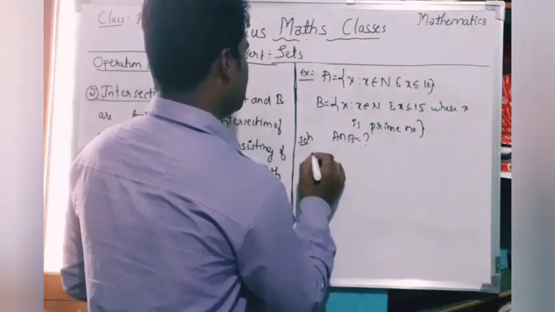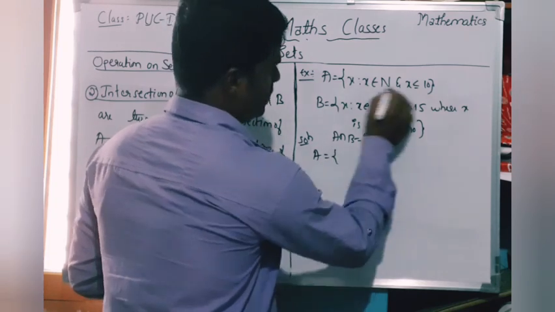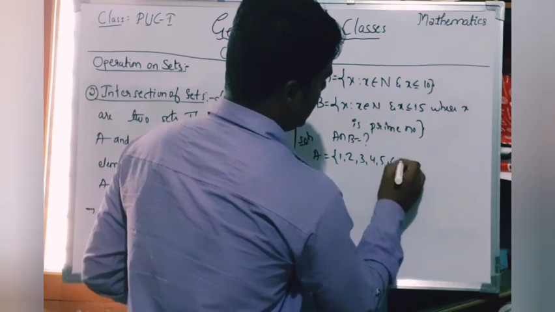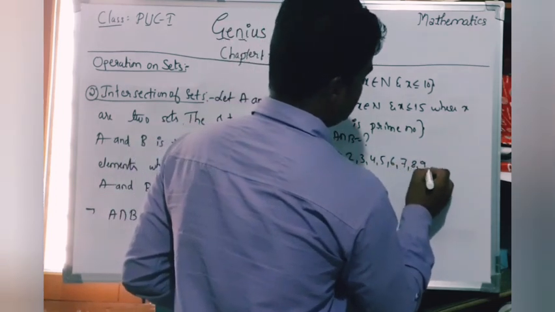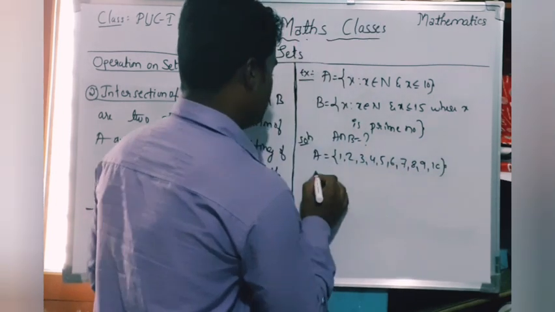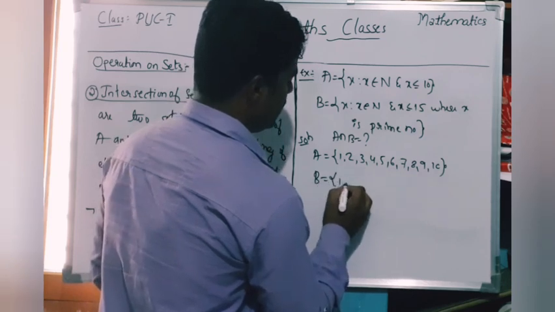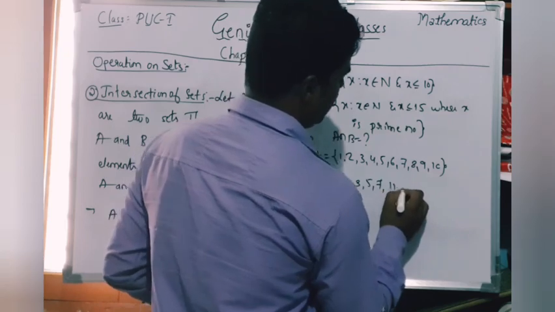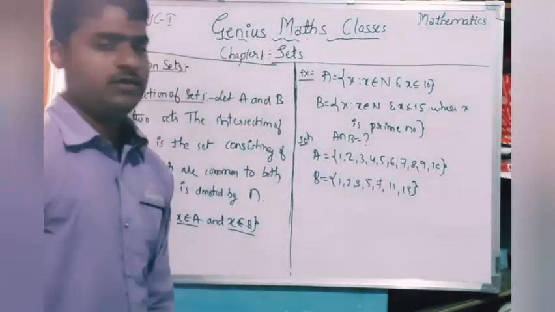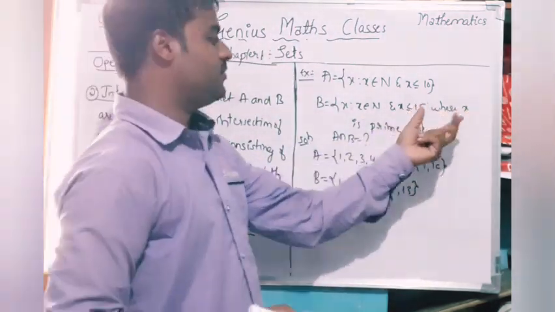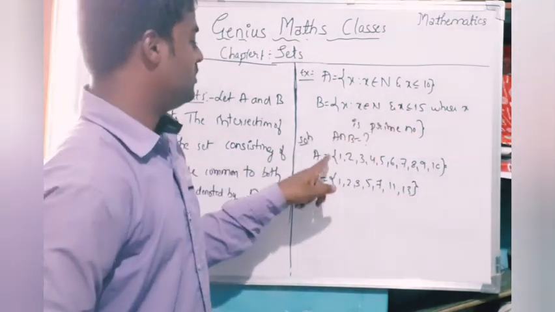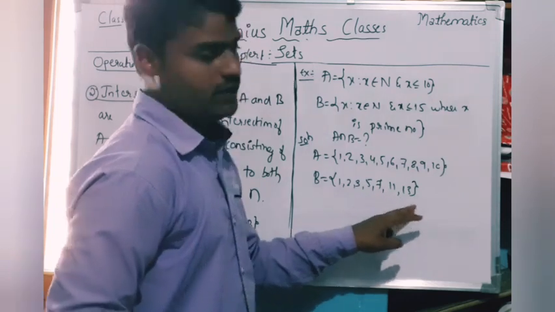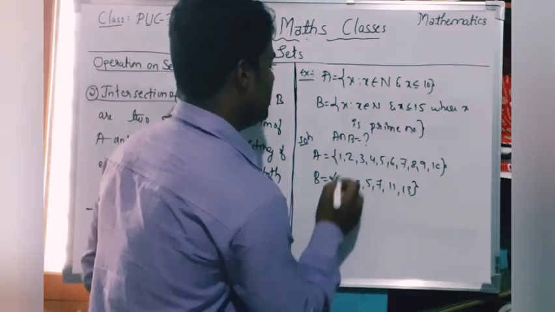The solution is: we know that A has the elements 1, 2, 3, 4, 5, 6, 7, 8, 9, 10, and B is 1, 2, 3, 5, 7, 11, and 13. We have considered the previous example. So we have to write the A intersection B.